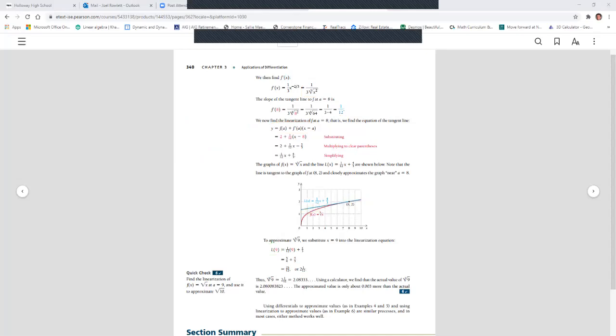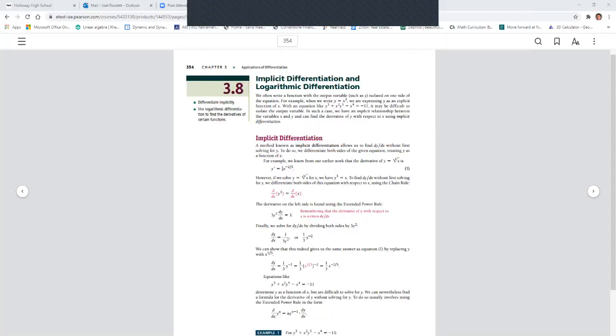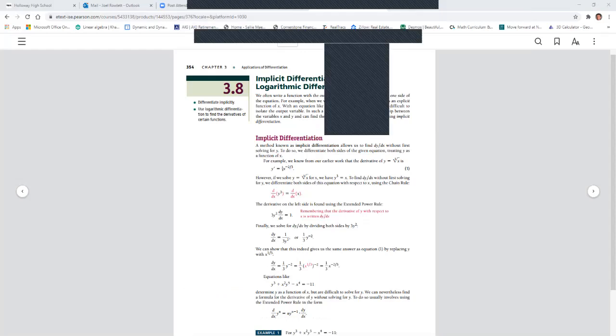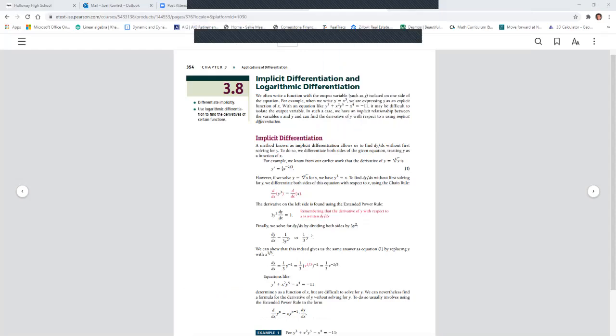So this includes section 3.6, and now we will talk about section 3.8. Section 3.8 is on implicit differentiation and logarithmic differentiation. And implicit differentiation is probably my favorite because the algebra is usually not too bad. And this allows us to find the derivatives of things that are not functions.